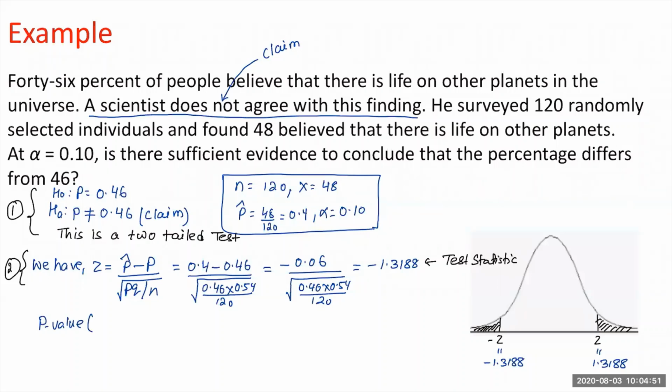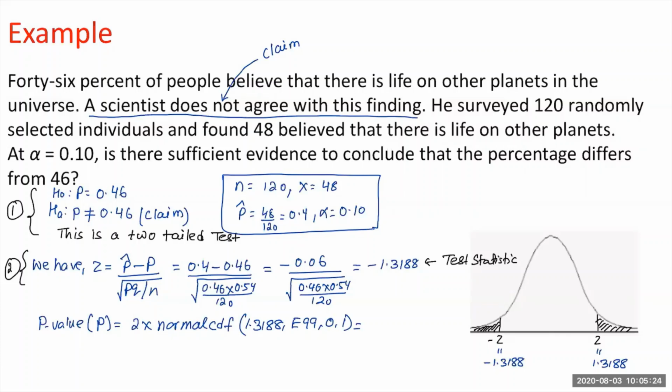P is equal to double this area. It is the same thing. So I'm going to find the area on the right and double it, or I'm going to write 2 times normal CDF, because to find the area we use normal CDF. Then for the right, the left boundary is 1.3188. Right boundary is infinity or E99. Mean is 0, standard deviation is 1.